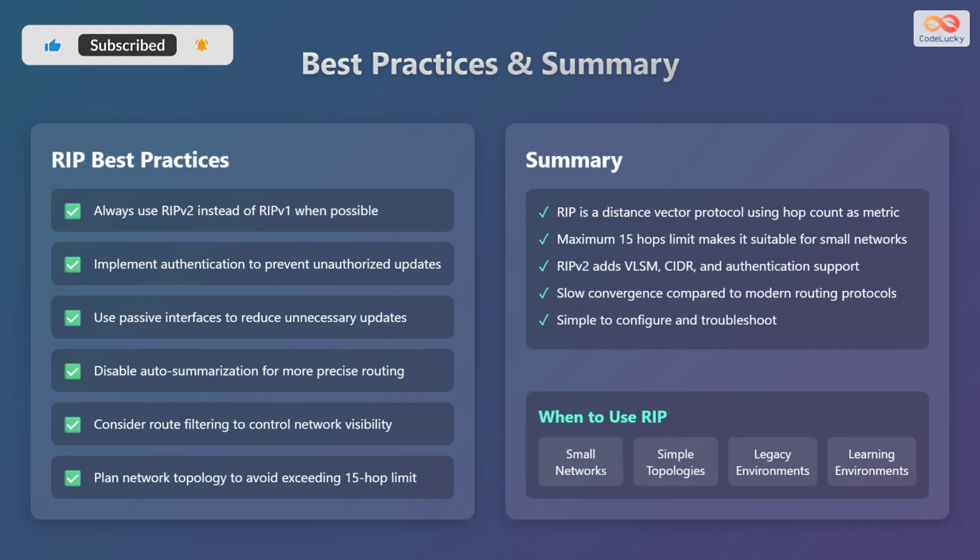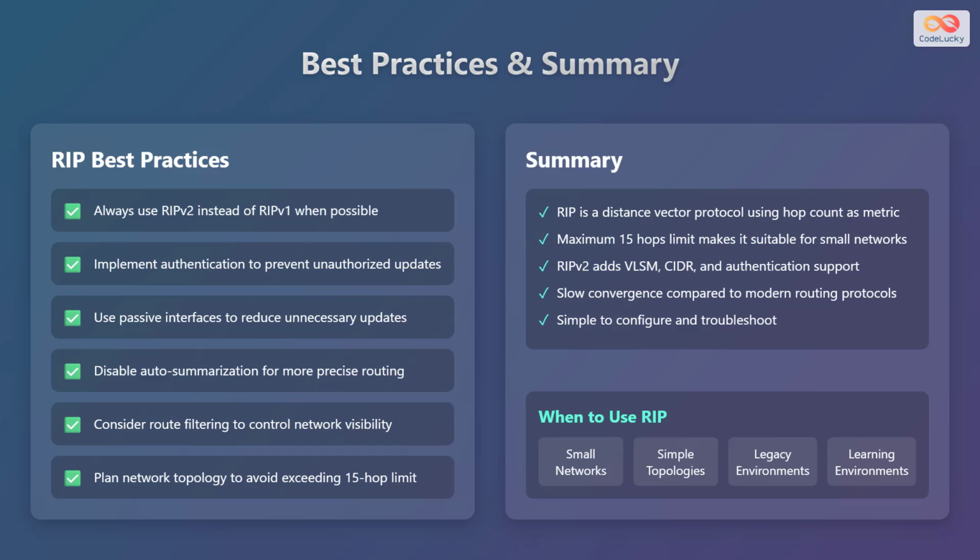Let's go over some best practices for RIP. Always use RIP version 2 instead of RIP version 1 when possible. Implement authentication to prevent unauthorized updates. Use passive interfaces to reduce unnecessary updates. Disable auto-summarization for more precise routing. Consider route filtering to control network visibility. Plan the network topology to avoid exceeding the 15-hop limit.